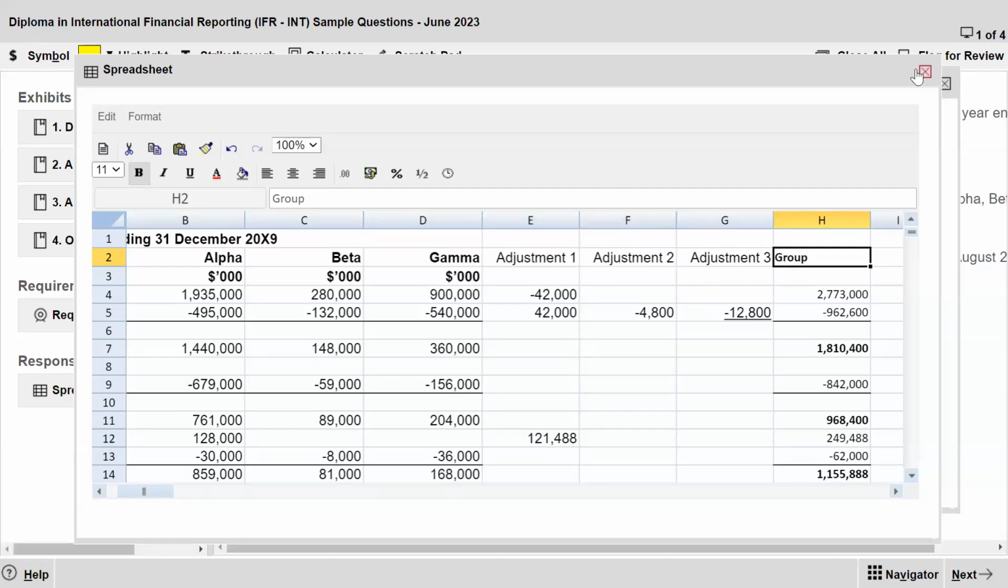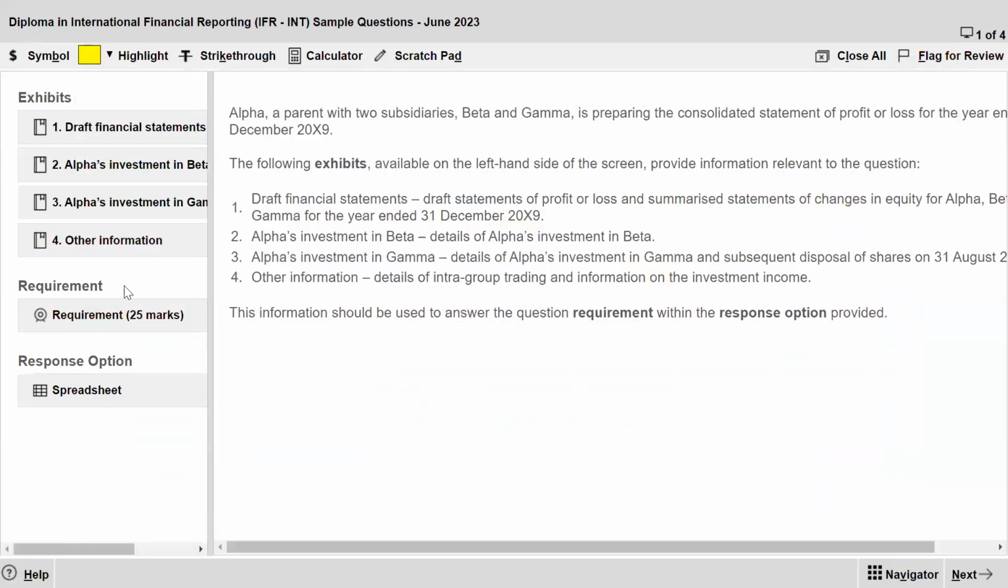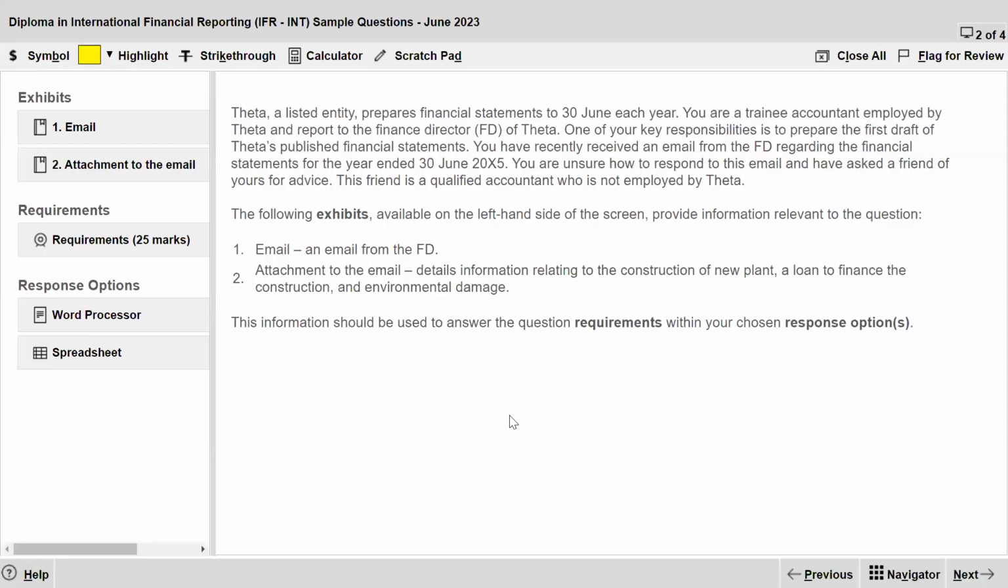Okay, lovely. So we have been able to do this question, the name of which was Alpha Company, and it was about preparation of the consolidated statement of profit or loss. So we've been able to do it, and we've been able to present it. I'll now move on to the next question. The next question is question number 2.